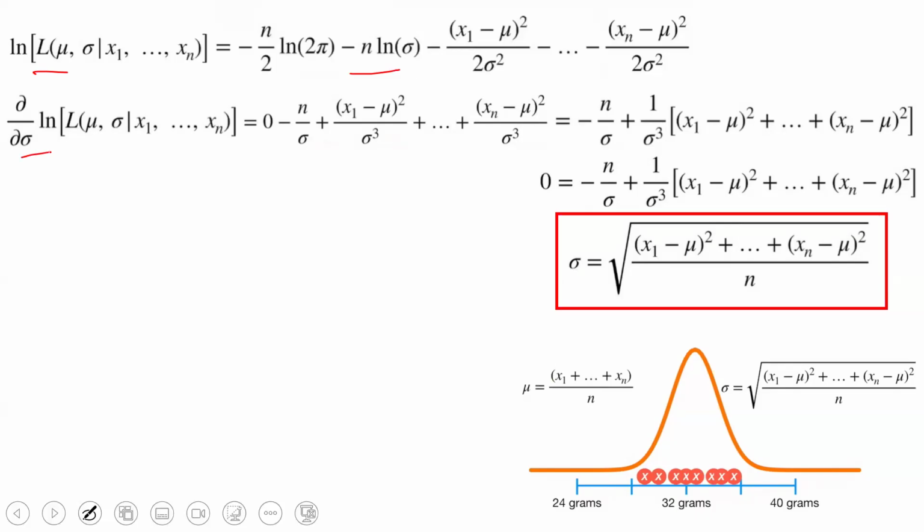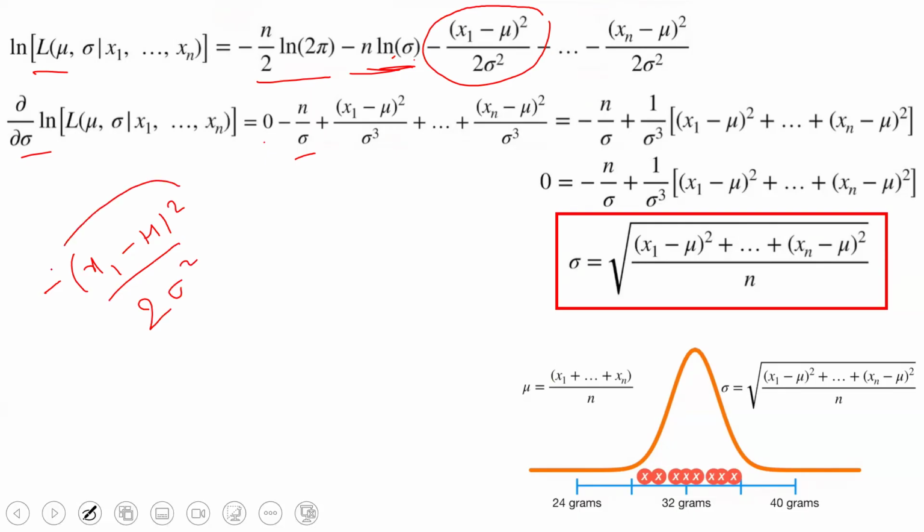Okay, no sigma term here, so 0. Here we have the sigma term. What is the derivative of log sigma? It is 1 by the sigma, so it becomes minus n by the sigma. And now if you look at this, you have to take the derivative of this with respect to sigma. The numerator, (x1 minus mu) whole square, by the 2 into sigma square, okay, this is all constant. What is the only thing that you have to take the derivative of?